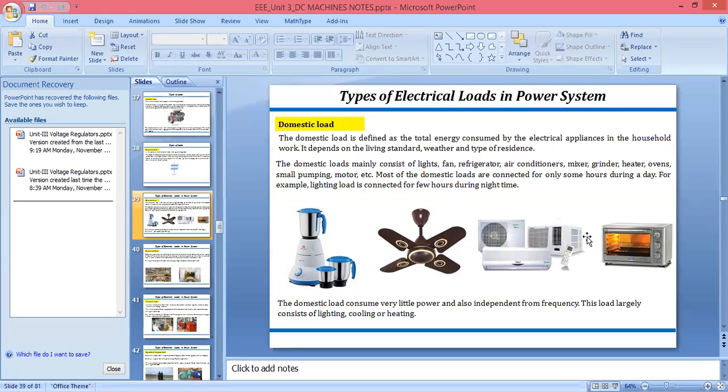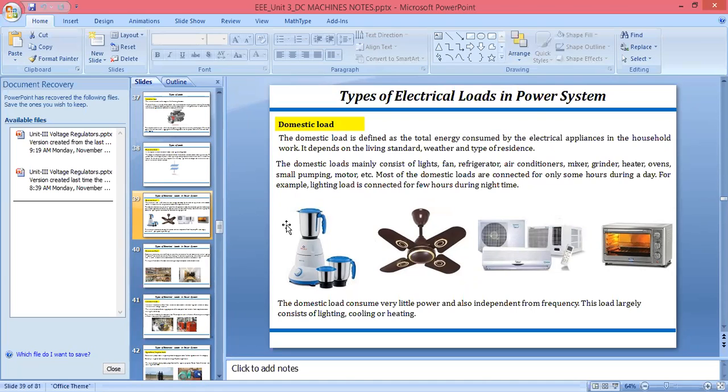So we can say here, domestic load will consume energy, and they can convert that energy in the form of heat or light, or any other form, etc. You can take any form. Okay. So the domestic load consumes very little power, and it is independent of the frequency. They consist of lighting, cooling, or heating, because for lighting, for cooling, for heating, we are using this domestic load.